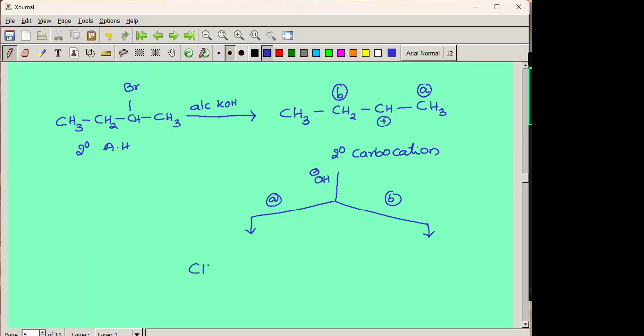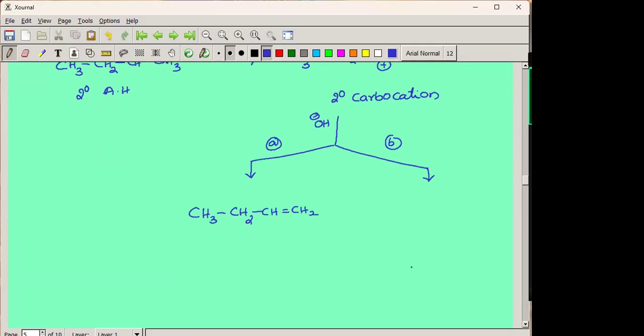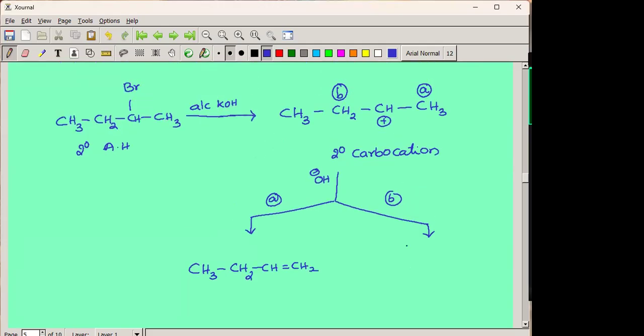So now the product is an unsymmetrical alkene. 1-butene is formed. Now what happened here if it is the B kind? We can expect one more product, that is CH3, CH, double bond, CH, CH3. So this will be formed. Here this is called the less substituted alkene.